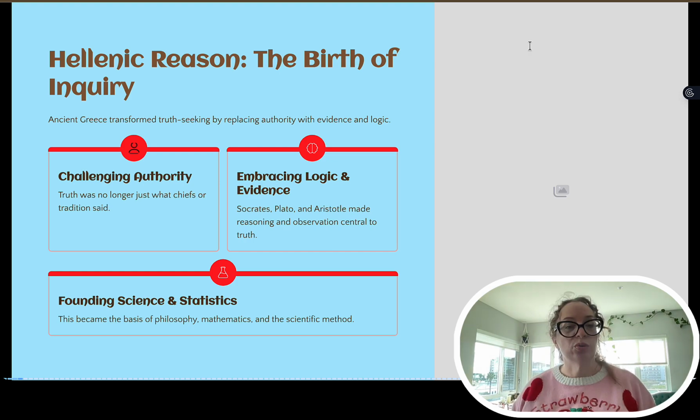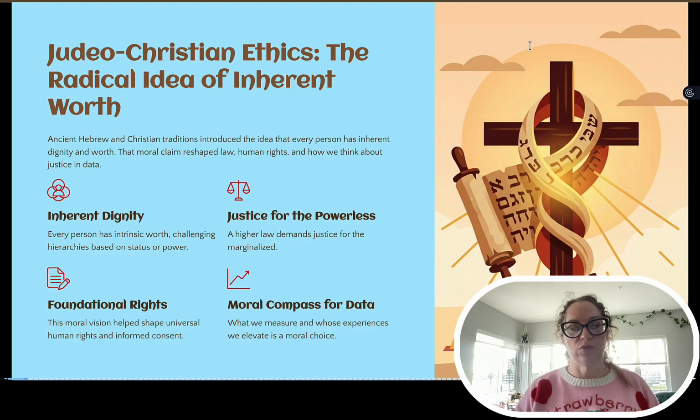So the Greek idea that reason is a path to truth, and that truth is accessible to anyone willing to think carefully, is the deepest root of scientific tradition and therefore of statistics. So we have the Greeks to thank for that. So that's the first river.